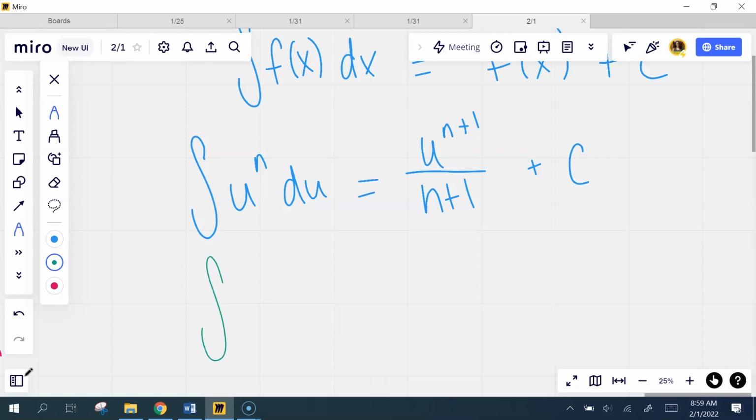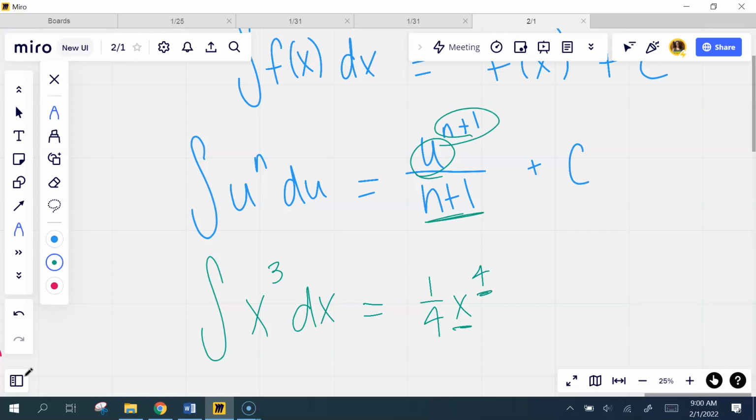If you have x to the third dx, what's the antiderivative? One fourth x to the fourth. So your base stays the same, you add 1 to the exponent, and you divide by that exponent. It's the same thing you've been doing. It just looks bleh, right? And then the plus c.